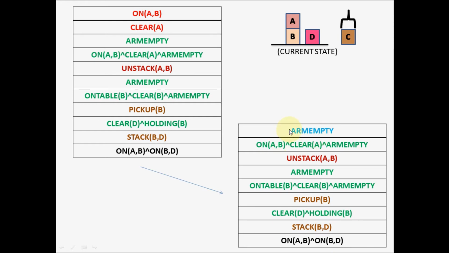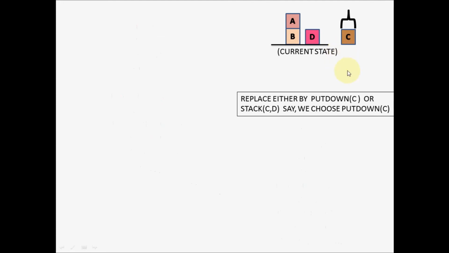Okay, now is arm empty true with respect to the current world? No. So which action, when taken, can make this thing true? Now please note that to make arm empty there are two actions. Either you can put down this C on the table so that the arm will be empty, or second, you can stack C on top of D so that the arm becomes empty.